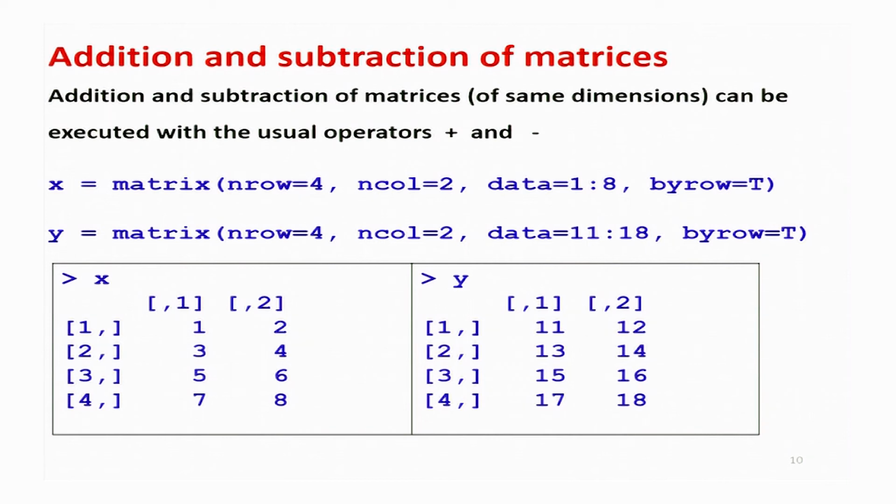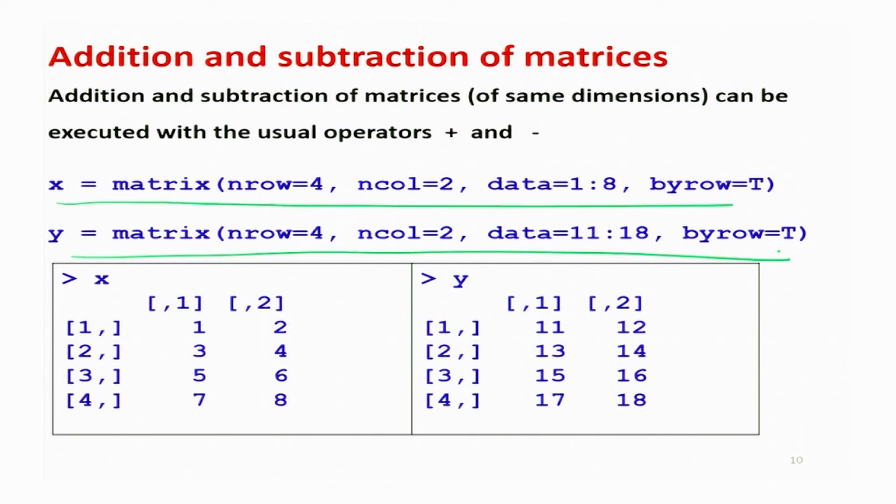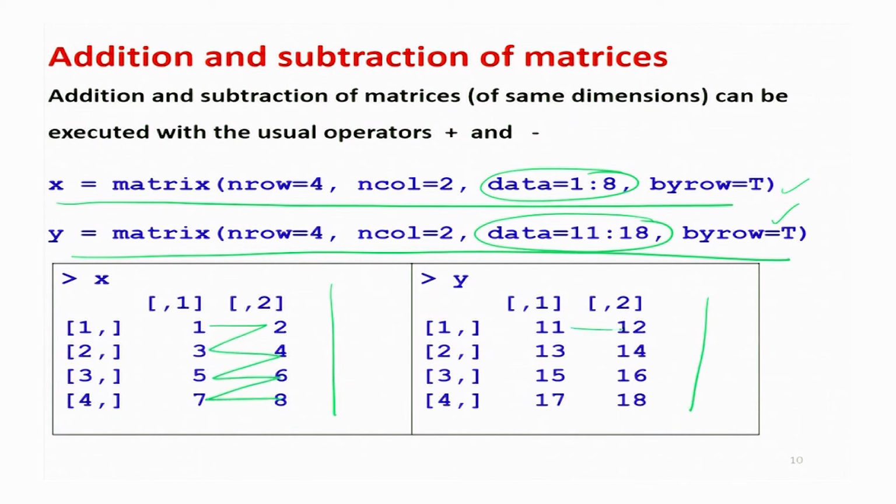So, in order to do such matrix operations in R, let us consider two matrices and see how they operate. I define two matrices X and Y, which are 4 by 2 matrices. That means they have 4 rows and 2 columns, and the data in the first matrix is from 1 to 8, and in the second matrix the data is from 11 to 18, and in both matrices the data is arranged by rows. So, now this is your X and this is your Y. You can see 1, 2, 3, 4, 5, 6, 7, 8, 11, 12, 13, 14, 15, 16, 17, 18.